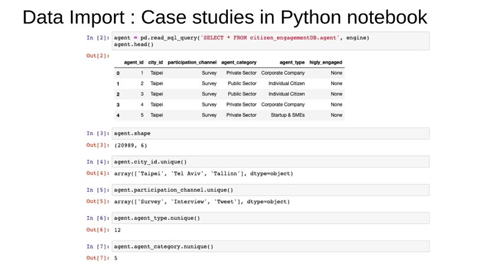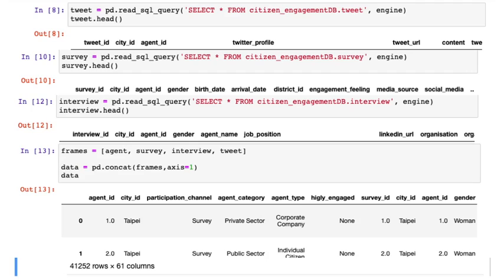So I first import the agent table, and I can check that we have more than 20,900 agents recorded. They are related to 3 cities, Taipei, Tel Aviv, and Tallinn, and they participated in my study through different ways: survey, interview, and tweets. I can also count the agent types, which are 12 in my study, and the agent categories, which are 5. I do not list them here because of the time.